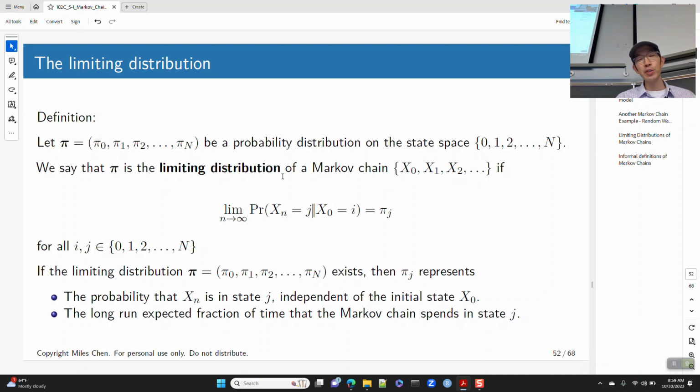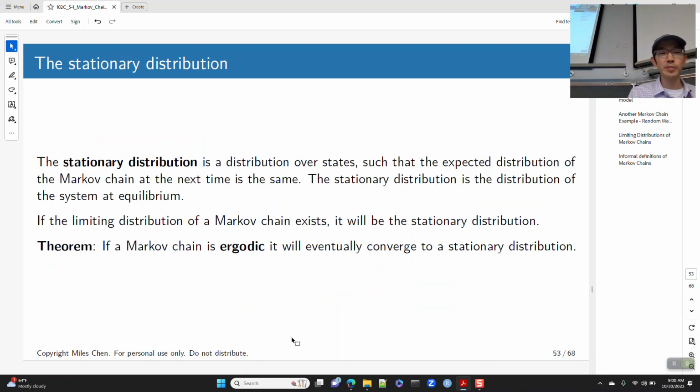And so if this limiting distribution does exist, and it doesn't always exist, but if it does exist, then pi j represents the probability that at some time n, we're in state j, independent of the initial state, and it would be the long run expected fraction of time that the Markov chain spends in state j. And this stationary distribution is basically our distribution over states, so that the expected distribution of the Markov chain at the next time remains the same, okay? Basically, it's if the Markov chain reaches this state of equilibrium. And if there is a limiting distribution, that limiting distribution will be the stationary distribution.